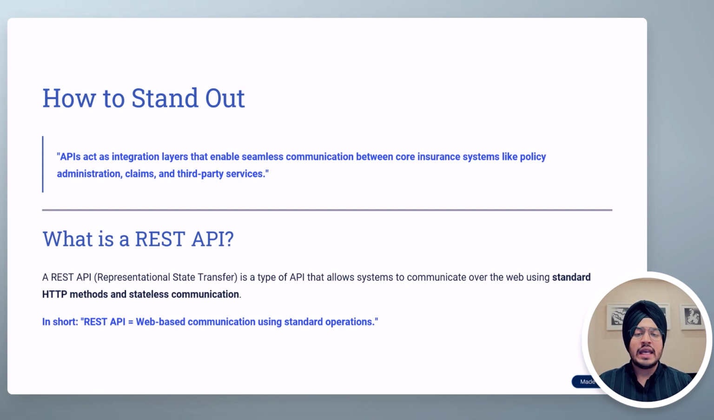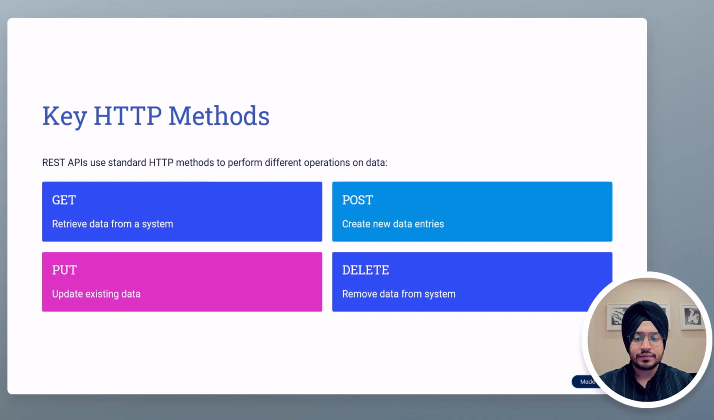Stateless communication means each request made from the client to the server would be independent and would contain all the information. So every time, authentication would be sent to the server. In that scenario, no data related to the request would be stored on the server. That's why they are so fast. The HTTP methods used in REST API are GET to retrieve data, POST to create new data entries, PUT for updating existing data, and DELETE for removing data from the system.